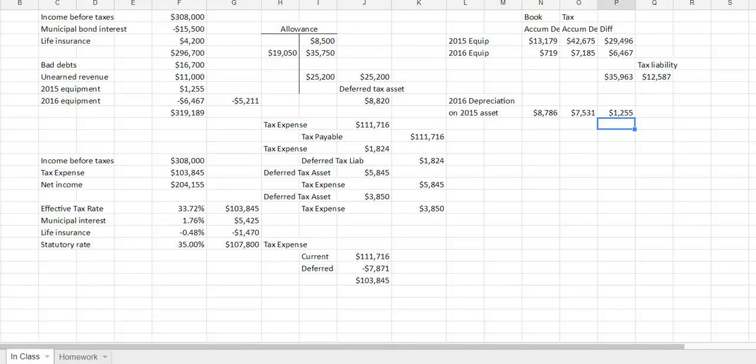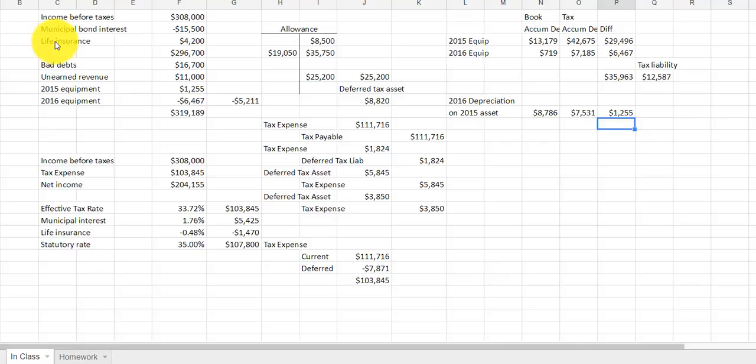So hello class, this is exercise 2 on deferred taxes and how to complete it. Just like exercise 1, we're going to start with income before taxes, which was given. We're going to subtract our municipal bond interest, which was not as high as last year, but still needs to be subtracted. And then we introduced a second permanent difference, and that is payment for life insurance.